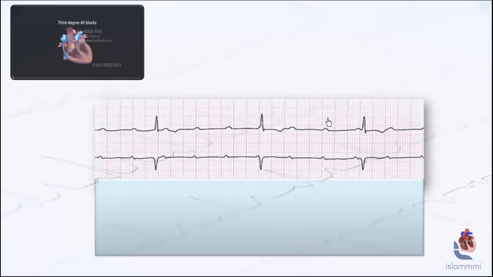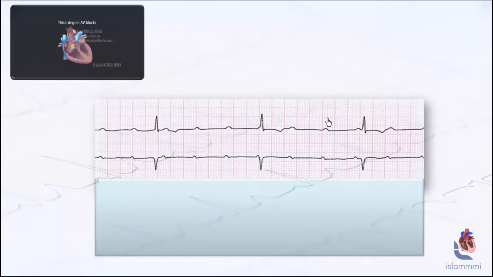The distance between the P waves is the same, and the distance between the R waves is the same, so this is complete. Why? The atrium is working all alone. This is the P wave. And the ventricle has another separate pacemaker. There is a cut between them, a knife there in the middle. So the ventricle will be very regular and very slow.